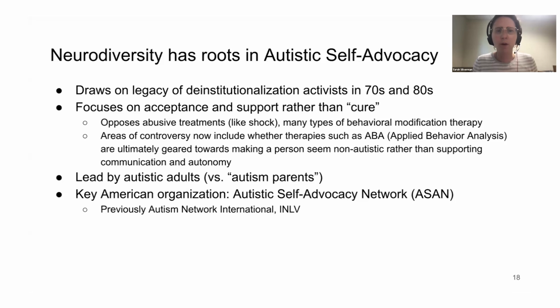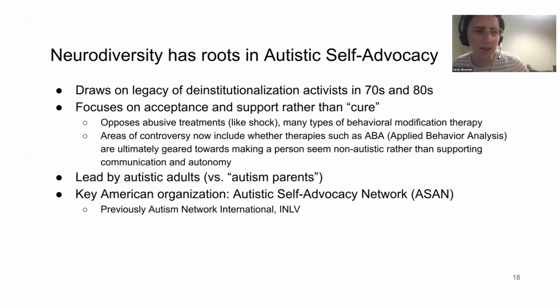Autistic self-advocacy generally focuses on acceptance and support rather than a cure or the search for a cure for autism. And autistic self-advocates often oppose abusive treatments like shock therapies and many types of behavioral modification therapy. One of the contemporary areas of controversy right now includes whether therapies like ABA, applied behavioral analysis, are ultimately geared towards making a person seem non-autistic for the benefit of the non-autistic population, rather than supporting communication and autonomy. This is a very active debate that is playing out in the community. Not everyone is always so polite to each other in this debate.